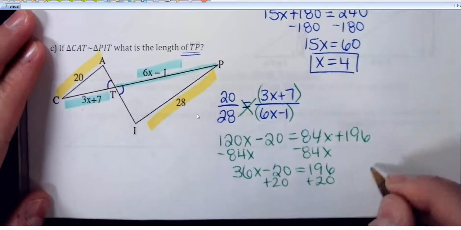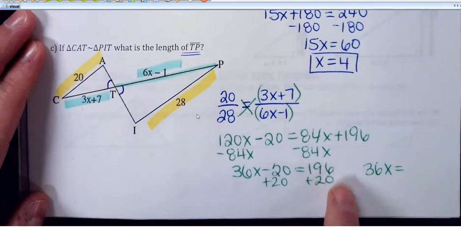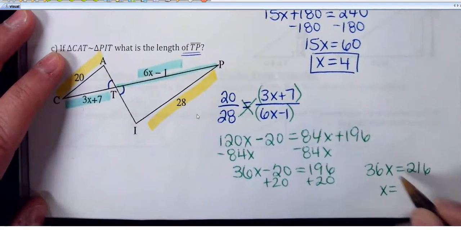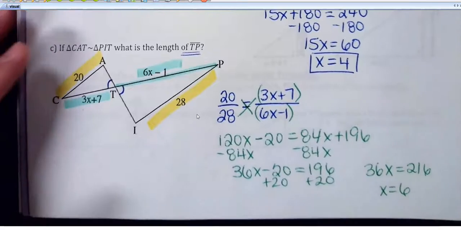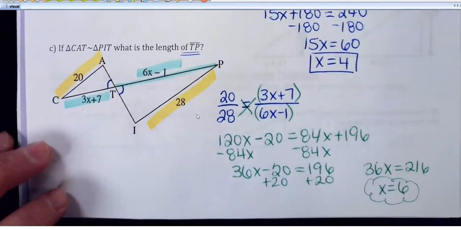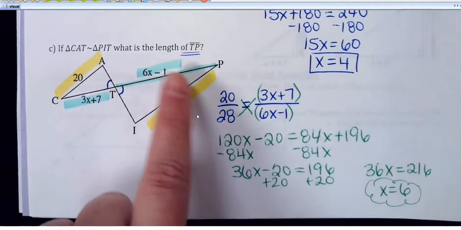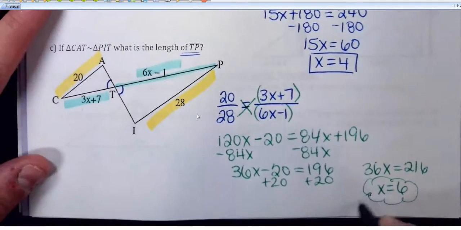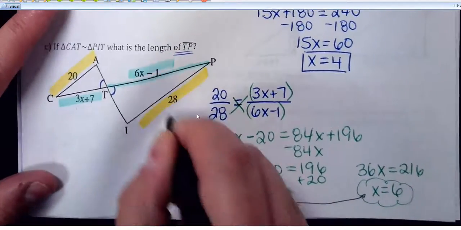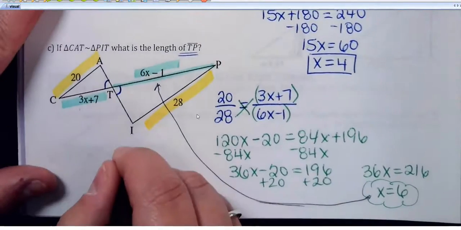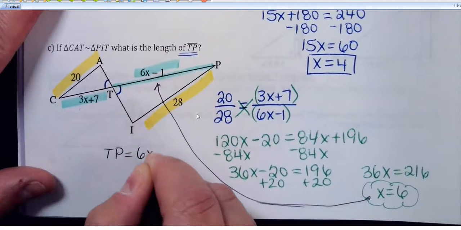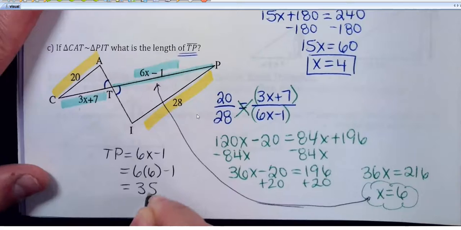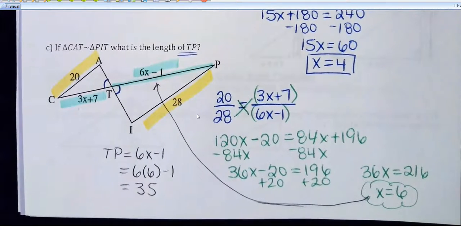All right, so I'm going to get 36x. If you take 196 and add 20, you should get 216. And this is actually a nice number. Divide 216 by 36. X is 6. Okay, now just be real careful with this because that's not the answer to the question. The question says find the length of TP. So to do that, we're going to plug that back in to that expression. So TP is that 6x minus 1, and we now know x is 6. So my actual answer to the question would be that TP is 35.